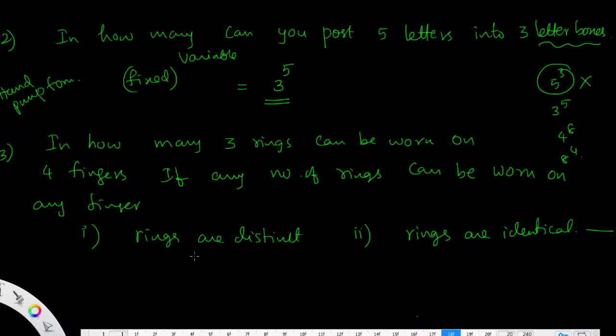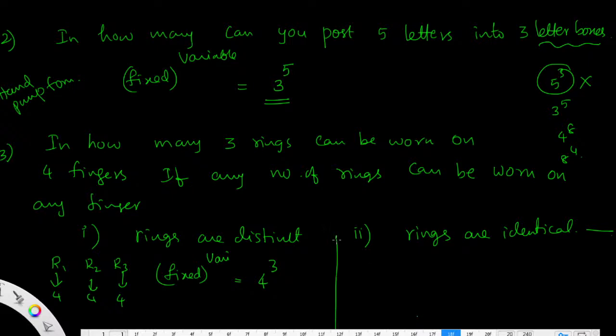So rings are distinct means, by using the hand pump formula, ring 1, ring 2 and ring 3, each ring can go into 4 fingers. So rings are variables, fingers are fixed, that is fixed to variable, the hand pump formula. Then you get the answer 4 cube.